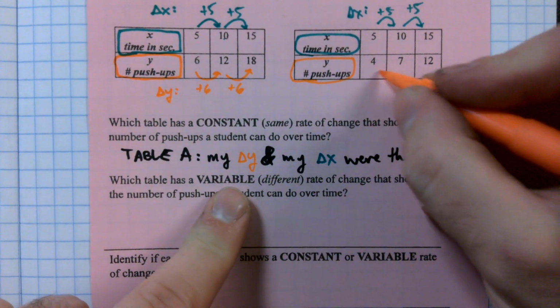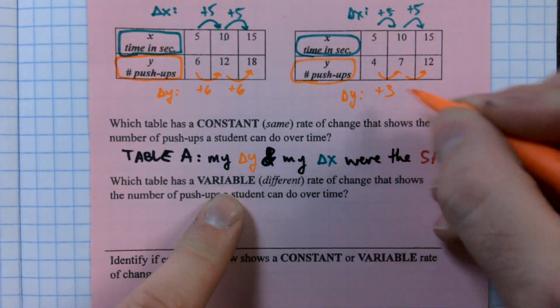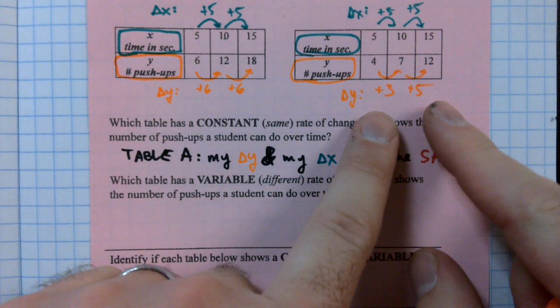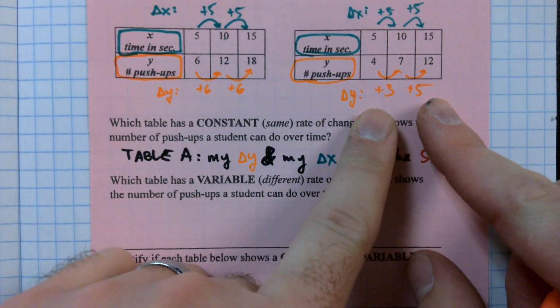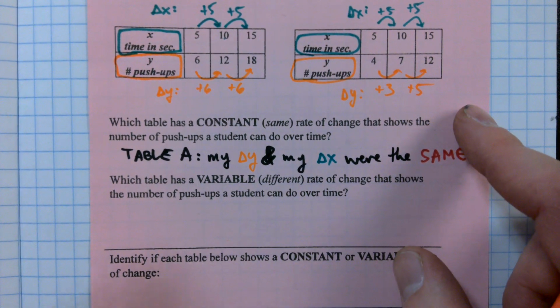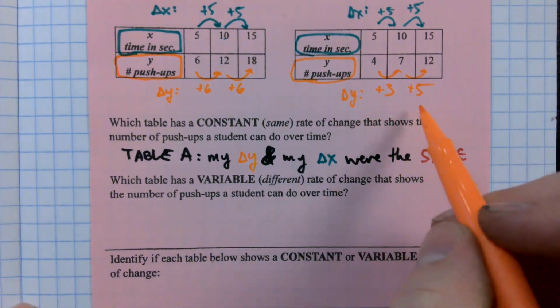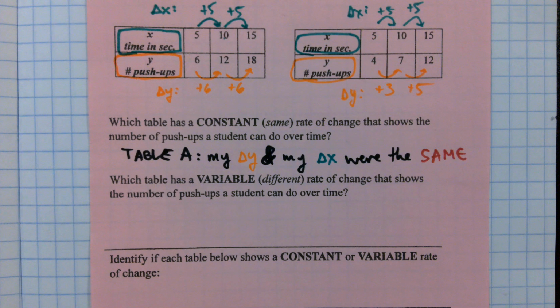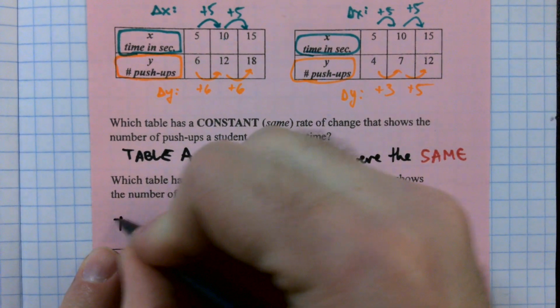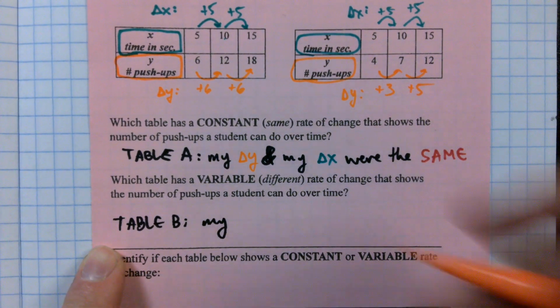So on the bottom here, how do I get from 4 to 7? Plus 3. How do I get from 7 to 12? Plus 5. Is my change in Y the same here? No. What happened to this person as they were doing push-ups? What happened to their speed? They sped up. They did 3 push-ups in 5 seconds, then they did 5 in 5 seconds. So they're getting faster as they go. If you're getting faster, that's not a constant speed. That's what we're looking for. So table B, my change in Y was different.